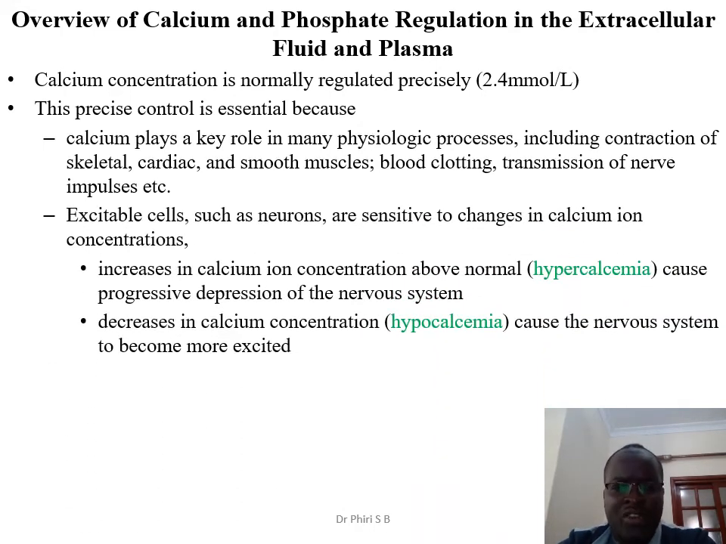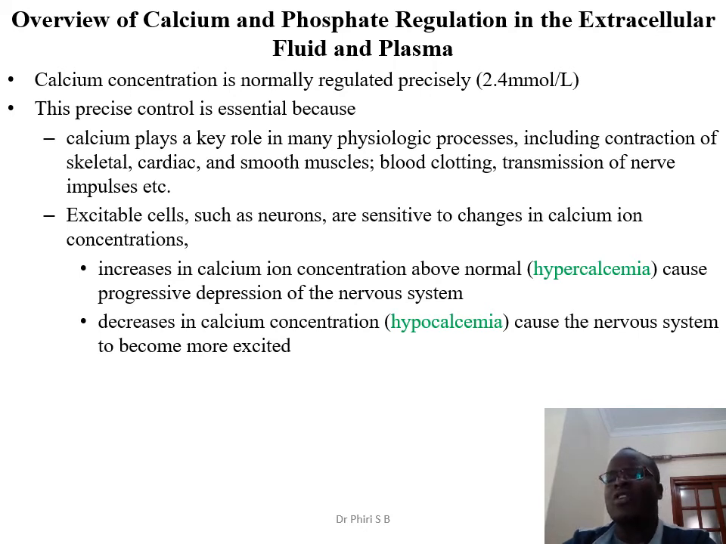Excitable cells such as neurons are very sensitive to changes in calcium ion concentration. Increases in calcium ion concentration above the normal, which is referred to as hypercalcemia, cause progressive depression of the nervous system. If you have an increase of calcium in the extracellular fluid compartment, that calcium can cause depression of the nervous system. Why? It's because the permeability of the membrane to sodium is dependent on calcium concentration.